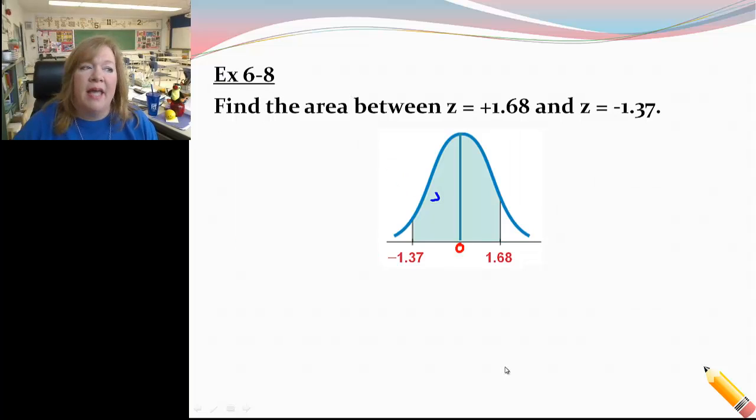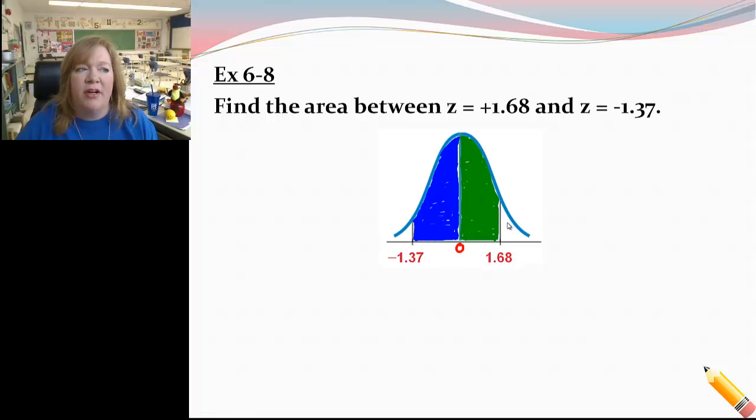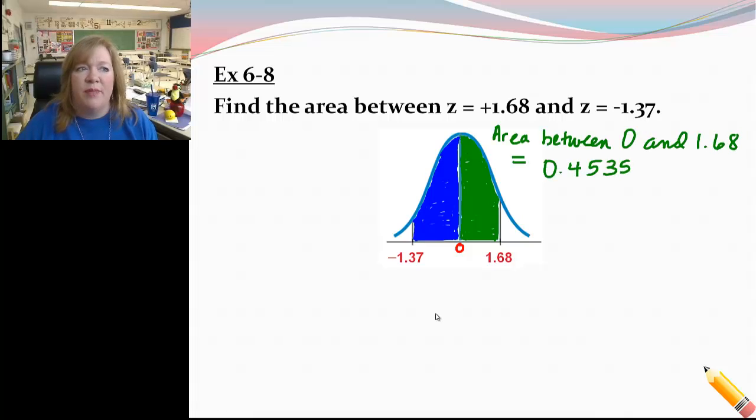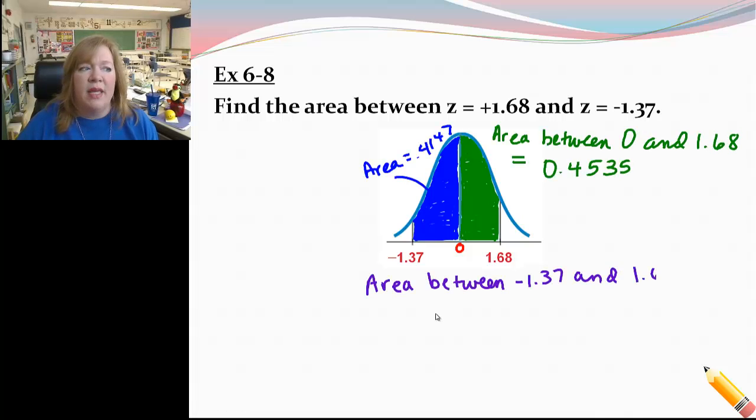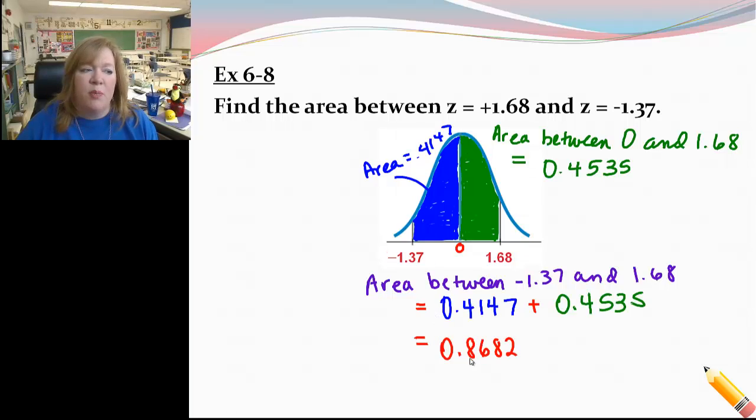Here's one where we need to add the areas together. It says find the area between z equal 1.68 and z equal negative 1.37. If we sketch that problem, we would have area on this side of the mean and area on this side of the mean. So you should be able to see, your table gives you the area between 0 and 1.68 and the area between 0 and negative 1.37. Then all you have to do is add them up. So when you find both of the areas, you're going to add those two together and get a total. So this is going to be 0.8682, and that's it.